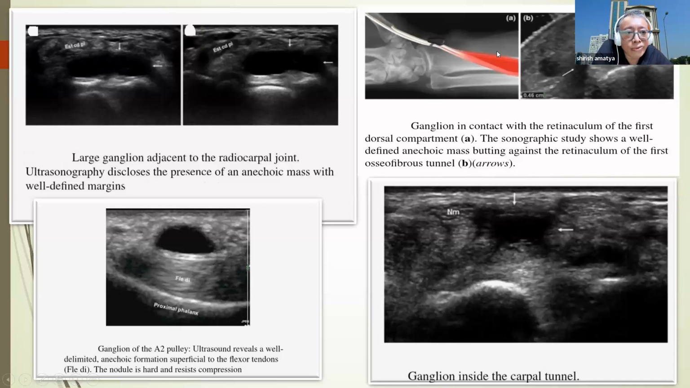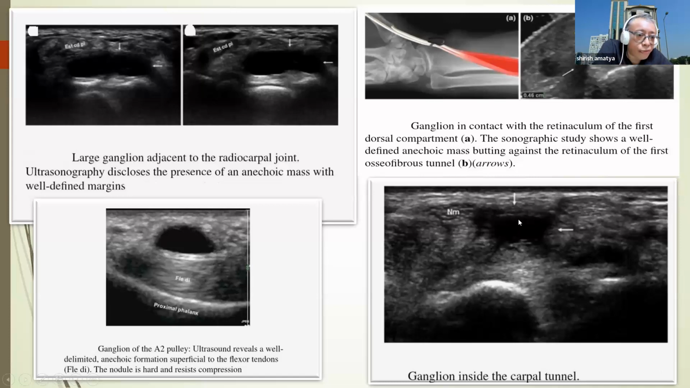And on the right side of the slide, you can see the ganglia arising from the retinaculum of the dorsal compartment, that is the first dorsal compartment. And this is the ultrasound picture. You can see the white arrow is the retinaculum, and from the retinaculum the ganglia is arising.